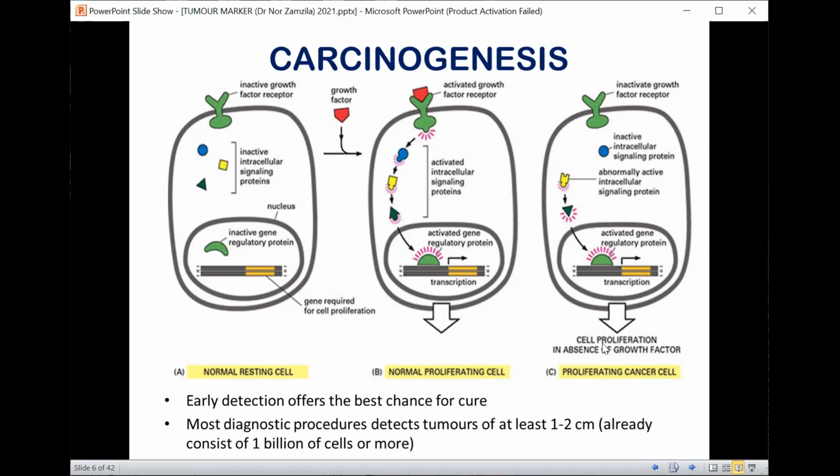Most of the time what we want is to detect cancer very early, because if we detect it early, this will give us the best chance for cure. However, the current diagnostic investigations that we have can only detect tumors when they are already about 1 to 2 cm, and at that time there are billions of cells already. What we want in the investigation of cancer is early detection.